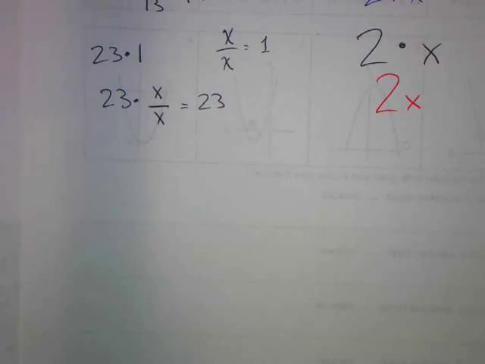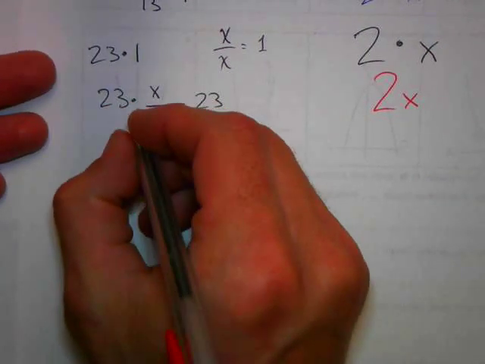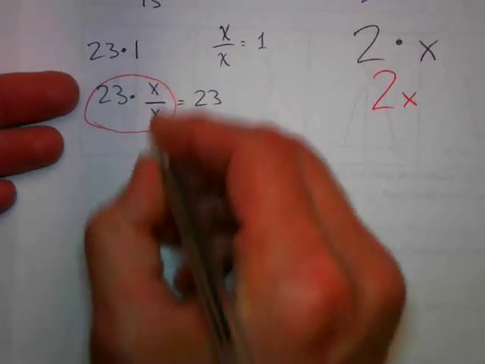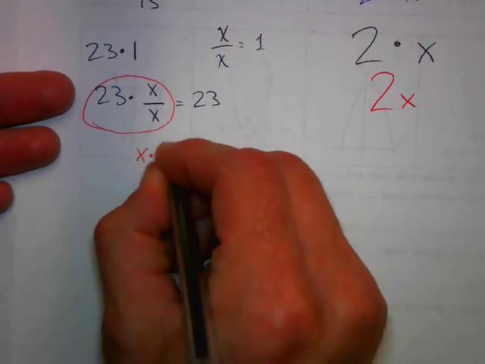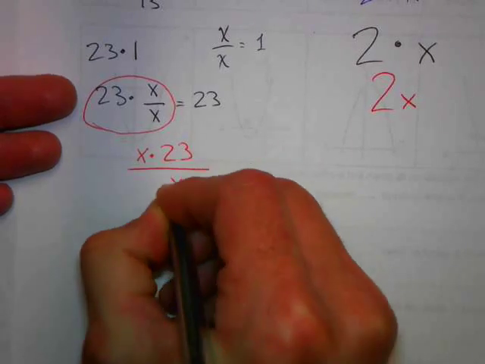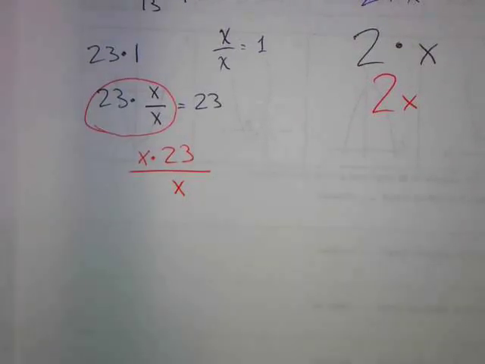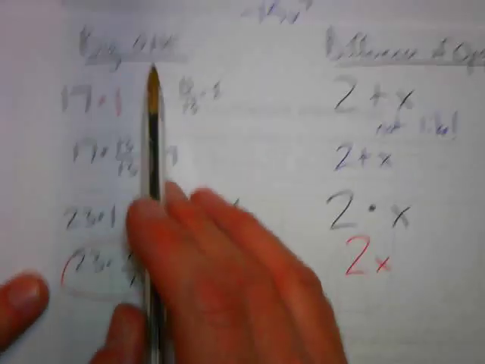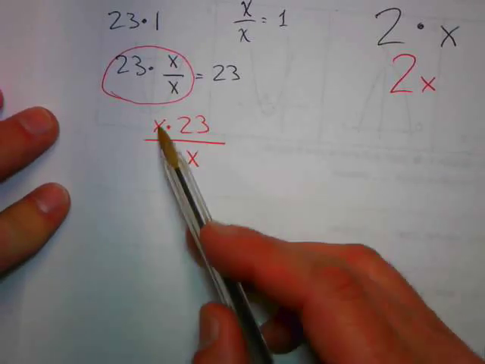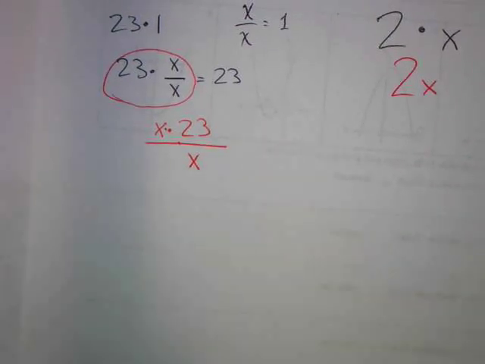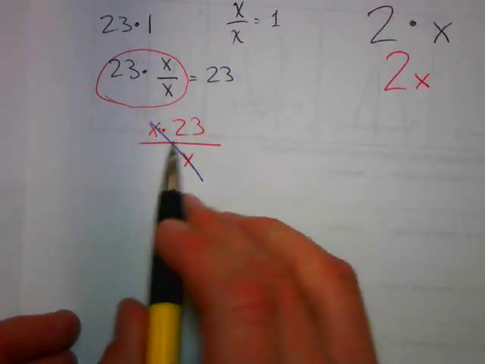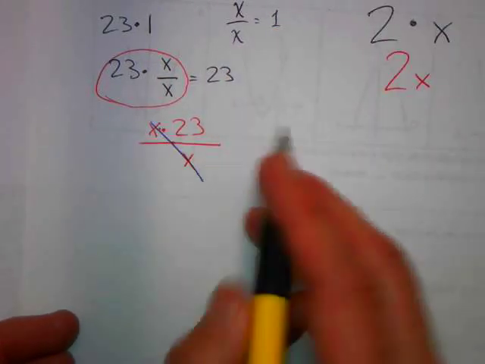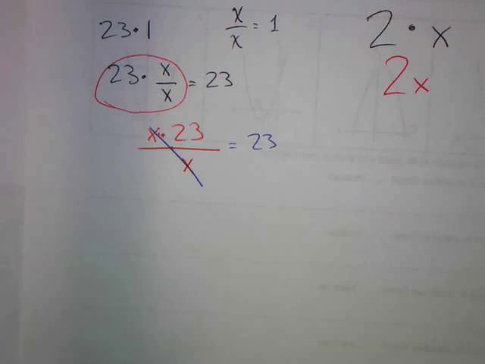And then I'd say, what if I rewrote this a little differently? What if I rewrote this as x times 23 divided by x? That looks a little bit different, but do you see what I call the big 1? There's an x divided by an x. That's a big 1. And I'm multiplying that big 1 times 23. And 1 times 23 is 23. So that's something to remember. You've got to look for the big 1.